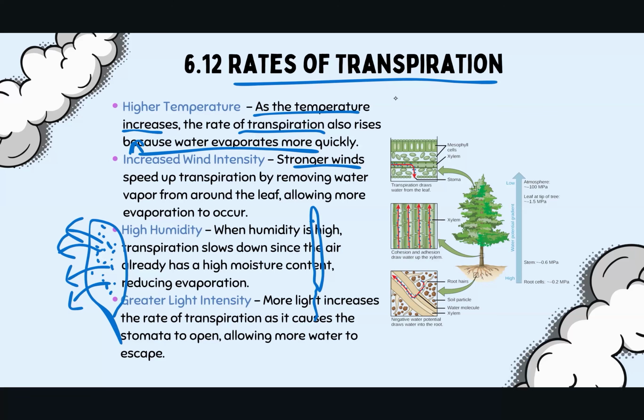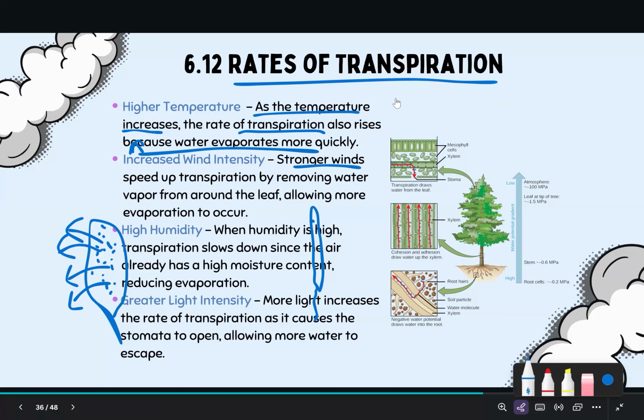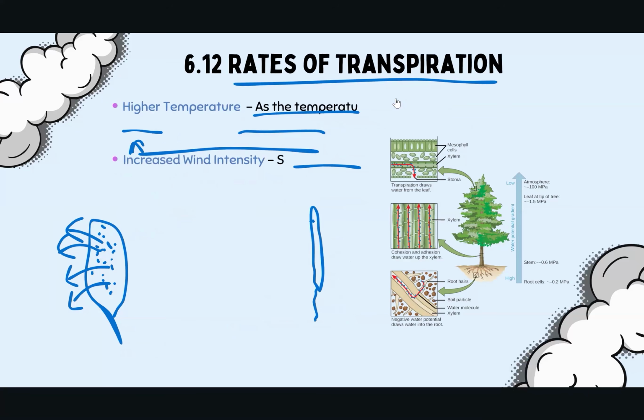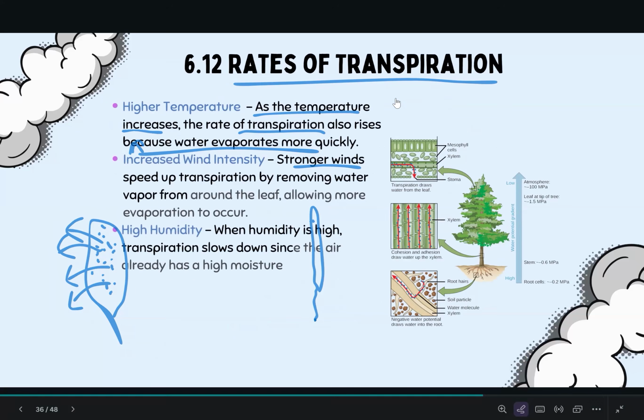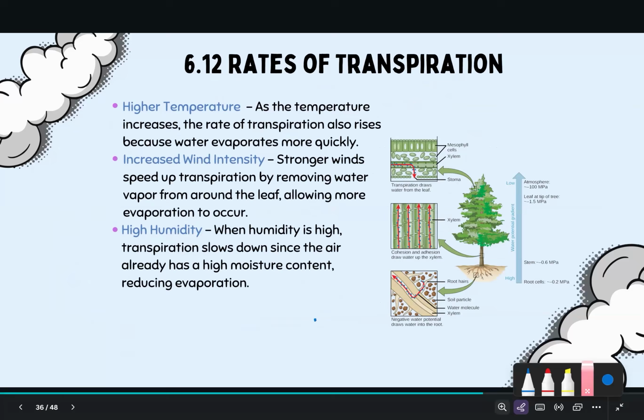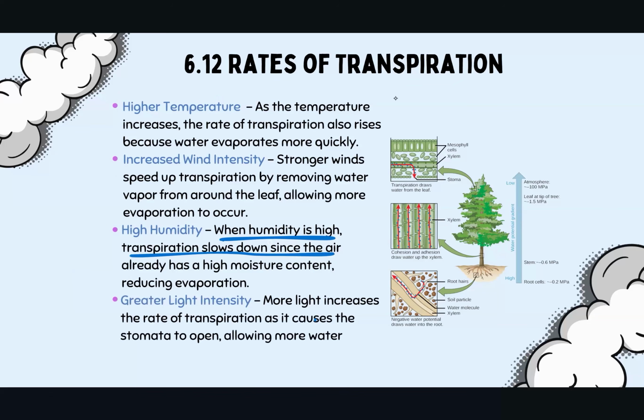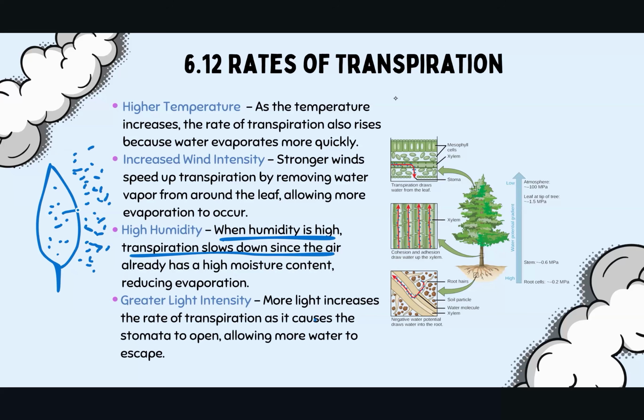High humidity. Now, what do we mean by humidity? Humidity is how much water is in the air. So humidity is the amount of water in the air. So when humidity is high, transpiration slows down because air already has high moisture content. So again, let's use our leaf. We've got lots of water on the inside, but now we're saying there's lots of water in the air surrounding the leaf as well. So now we don't have as much of a concentration gradient, meaning not as much water is going to diffuse out. Less water diffuses out. That means the transpiration stream slows down.